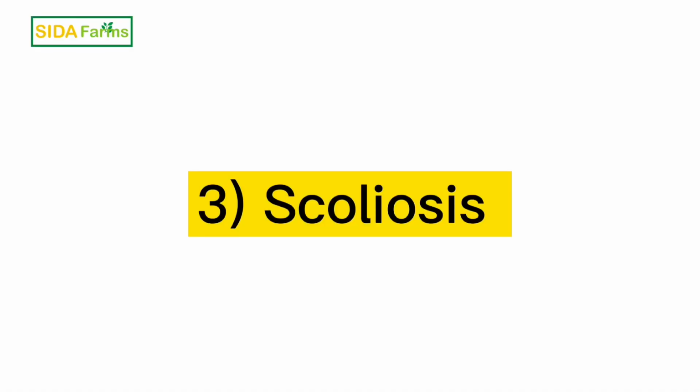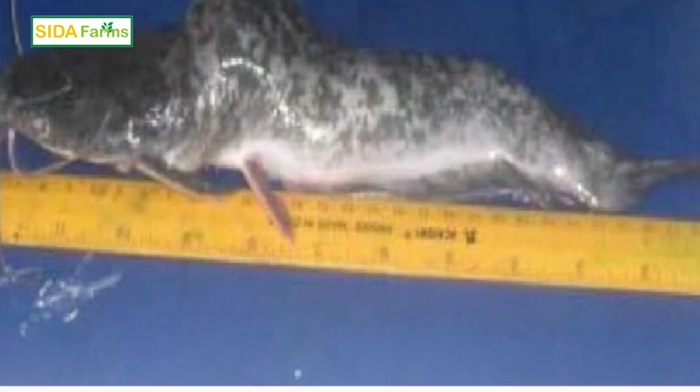Scoliosis is a skeletal deformity of the fish body. I'm going to insert the picture right here so you can see it. I'm sure some of you might have seen it before. So that is scoliosis, and this happens when they are very young. That is at the hatchery stage.